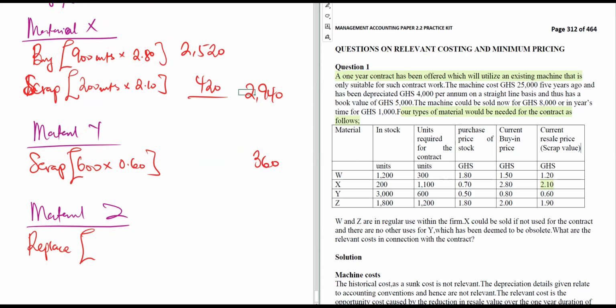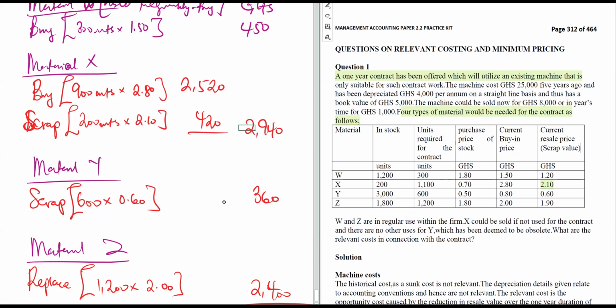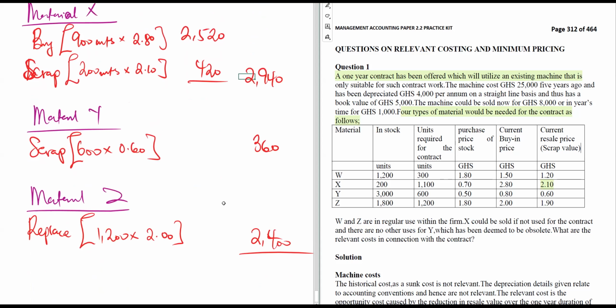We needed 1,002 for the contract, but there's 1,008 in stock. So we go and buy all the 1,002 at 2 cedis. This is plus 2,100. So plus 2,940 plus 360, we have 6,150 to be the relevant cost of material.